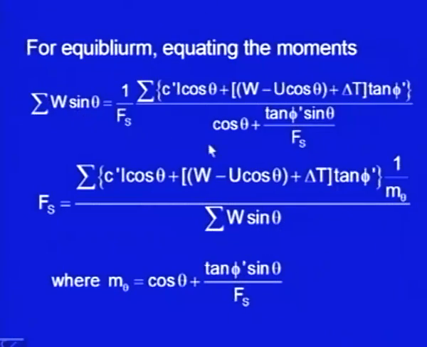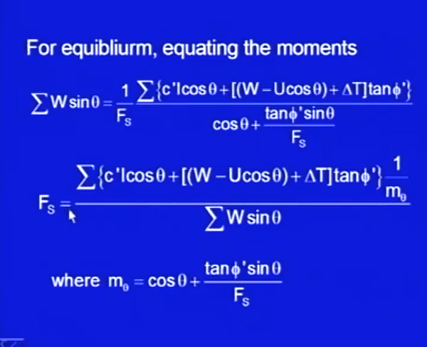So, this quantity is brought here, and F s is brought here. This is the final expression for the factor of safety, where m theta is nothing but cos theta plus tan phi dash sin theta upon F s. You can note that so far we were getting F s on the left hand side only.